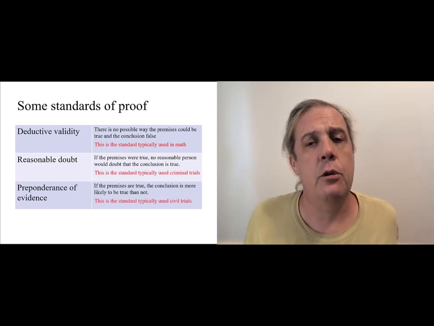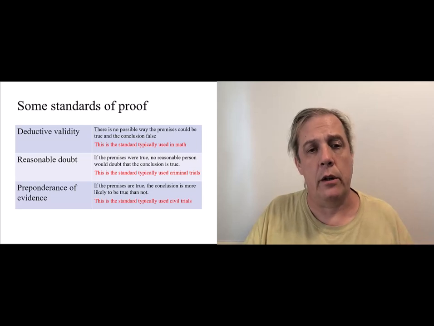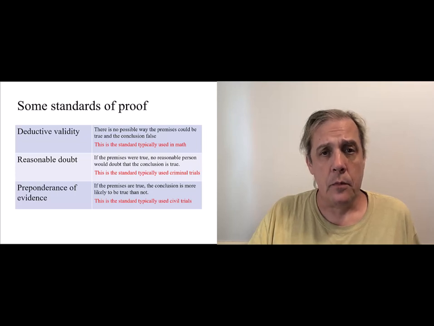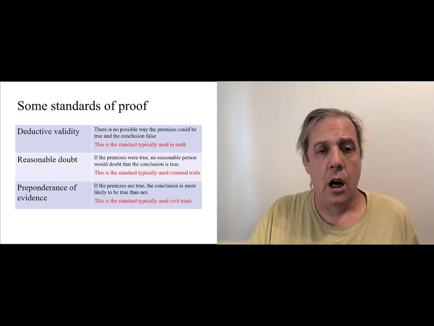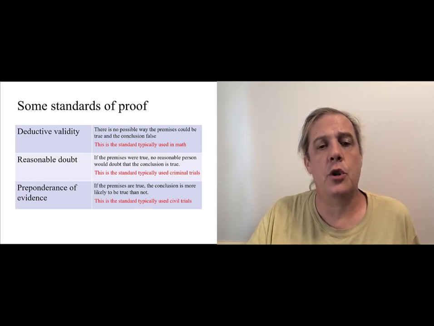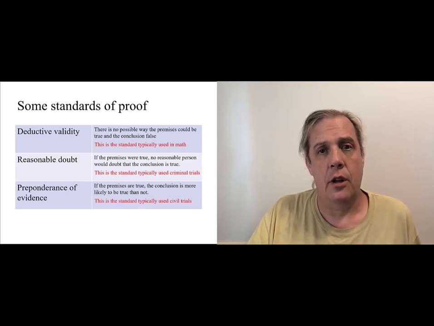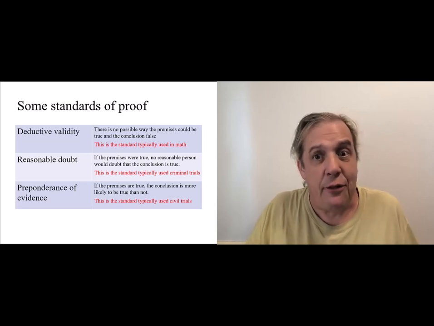So another standard of proof that I want you to be aware of is the preponderance of evidence standard. And this is actually weaker than the criminal court standard. This is the standard of proof that is used in civil trials, like lawsuits, when you're suing people for money. And here we just say that if the premises are true, the conclusion is more likely to be true than not. The preponderance of evidence means the majority of the evidence is on one side or the other. 51%, roughly, right?